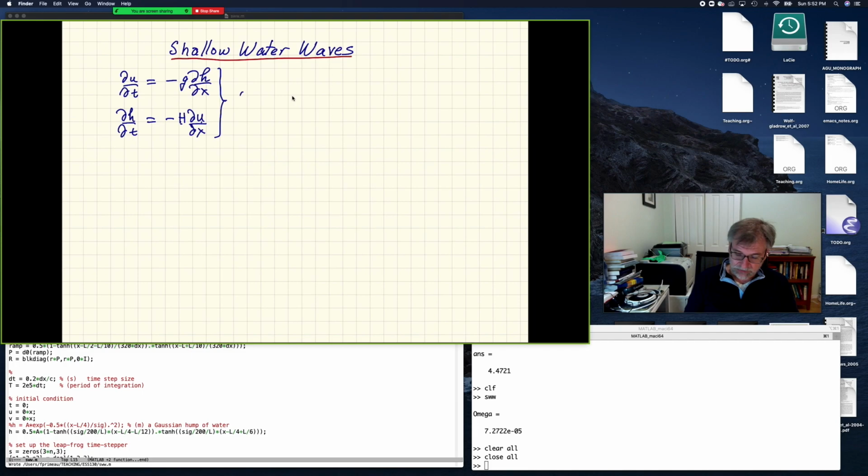We get the wave equation, which is d²h/dt² minus c² d²h/dx² is equal to 0. This is the wave equation, where the wave speed c is equal to the square root of gh, which is the speed of the very long waves, or the shallow water waves, where the wavelength is long compared to the depth of the ocean.